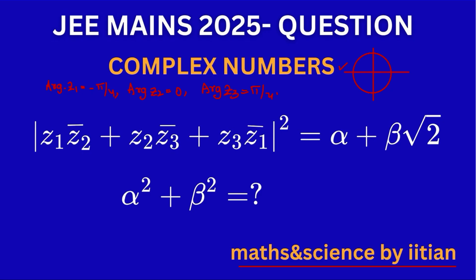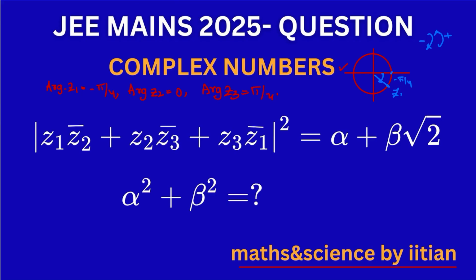Argument is nothing but theta, the angle. The argument of z1 is minus pi by 4. I have already told you in my previous classes, the angle is measured from the positive x-axis. This way it is positive, and if you measure the angle in this way, it is negative. Theta of z1 is this way, negative. This is the point z1. This angle is minus pi by 4. And the argument of z2 is 0.